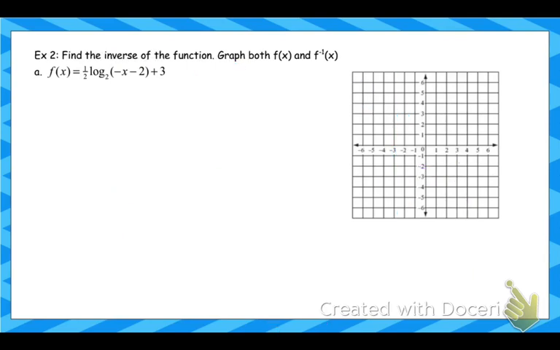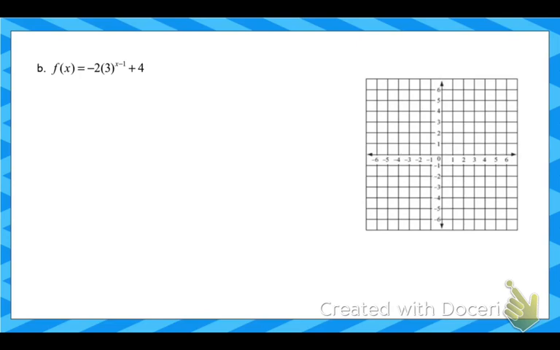All right, we're going to try one more like this. So again, we're going to solve algebraically to find the inverse first, and then we're going to graph both of them. So let's start by solving algebraically. Switch x and y. Subtract 4.